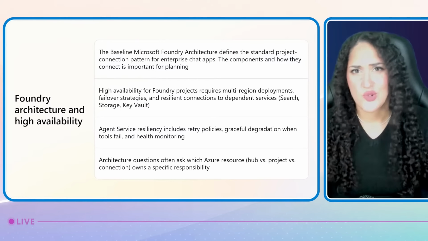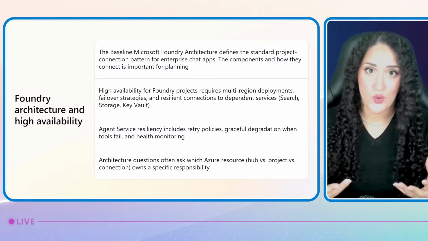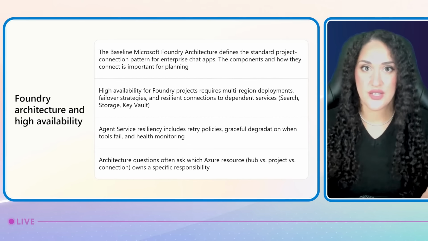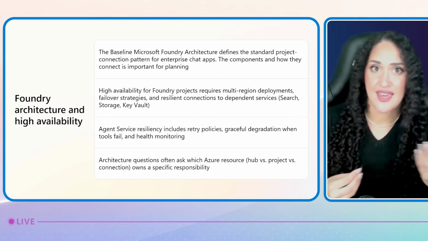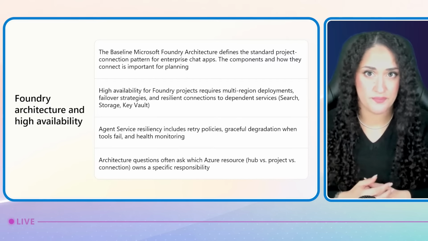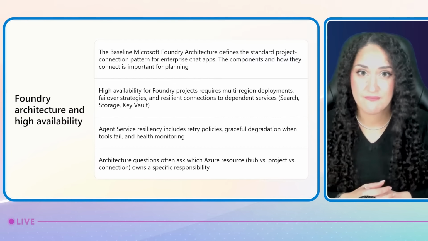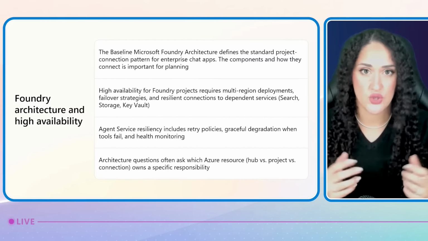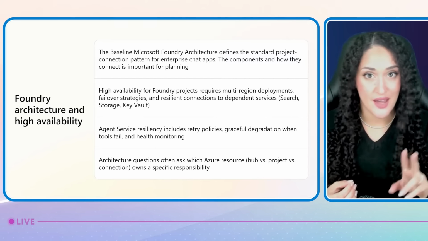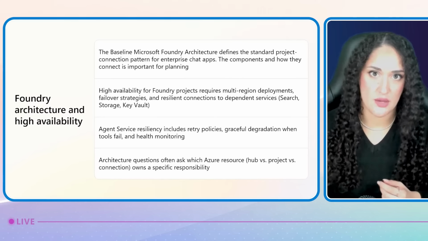And although this is not an Azure administration or architect course, architecture and high availability questions might show up on the exam. You need to understand the baseline Foundry architecture, how projects connect to services like AI search, storage, the key vault, and what multi-region deployment looks like. For example, do you know what each of these resources is responsible for? Hub versus project versus connection, for example. Can you manage your Azure resources, included but not limited to access and network? Make sure you learn those concepts.